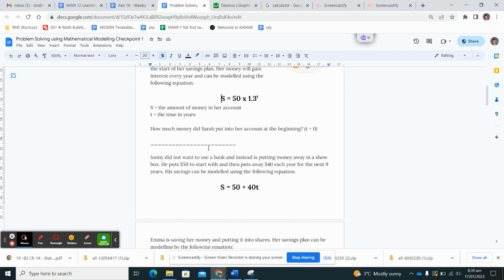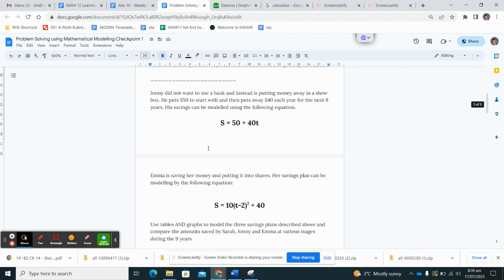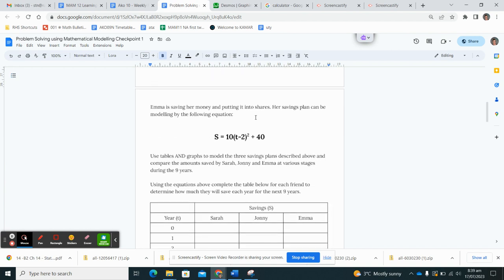Okay, so that's what we are looking at when we are looking at substituting into a model. All right, then we've got Johnny's savings plan. And he looks to start with $50, and then he's putting away $40 for each year for the next 9 years. And then Emma has got a more complicated savings plan here, where the savings plan is equal to 10 times (t minus 2) to the power of 2 plus 40, where t is the time in years.